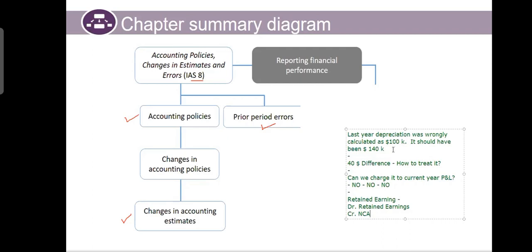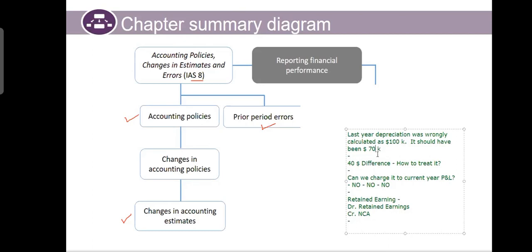Maybe you charged more. Let's suppose that you charged 100K and I'd say that it should have been 70K. So it means that last year you charged more depreciation. So when you charge more depreciation, you decrease the profit. Your profit should have been more, but you made it less. So I need to make an adjustment. So I need to increase profit.